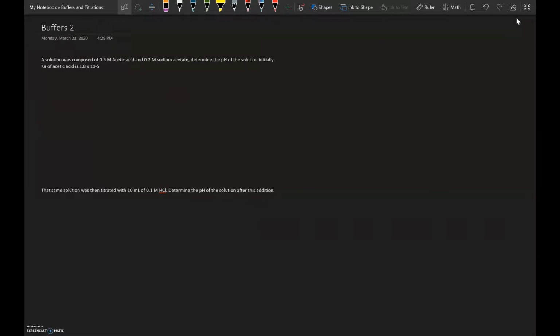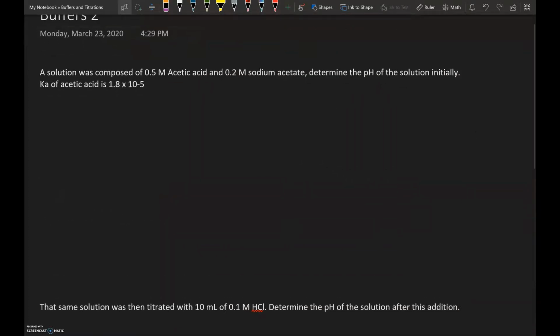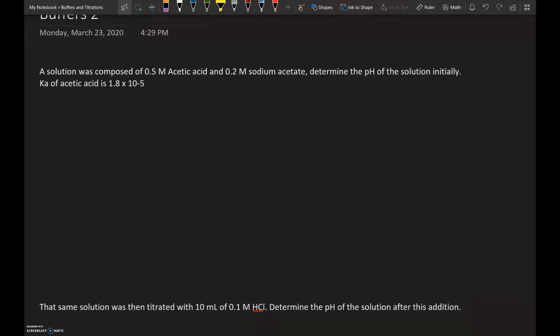Okay, so in this particular problem set, we're going to be working with a buffered solution. In this particular example, we have a solution that's composed of 0.5 molar acetic acid and 0.2 molar sodium acetate. Determine the pH of the solution initially. So we're going to set up the equilibrium, write in the ICE chart, and then go through the expression and solve for X, which will get our pH determined initially.